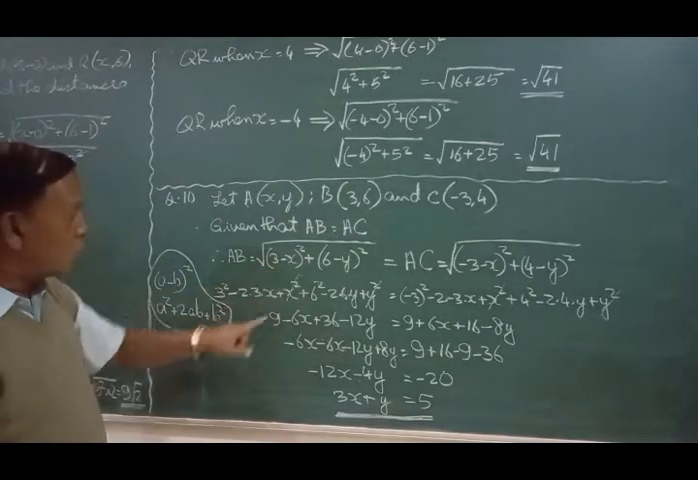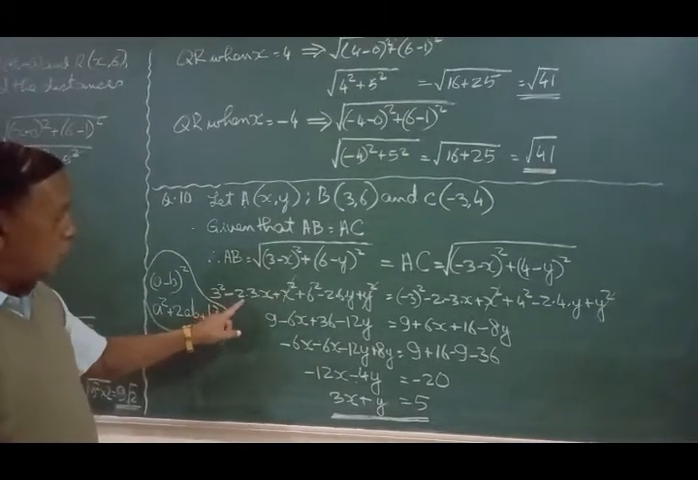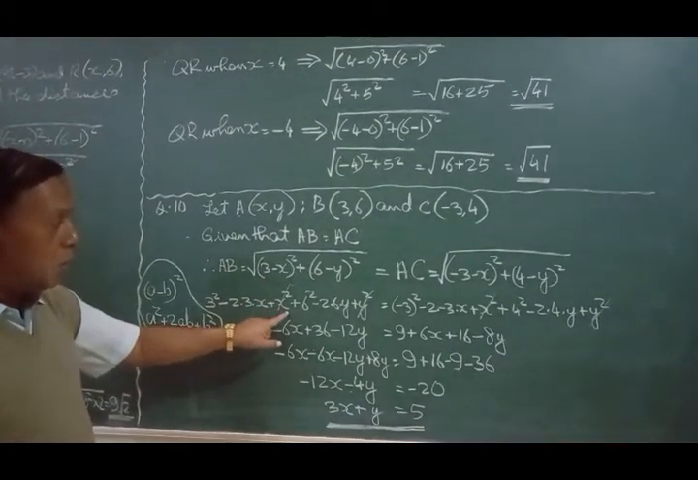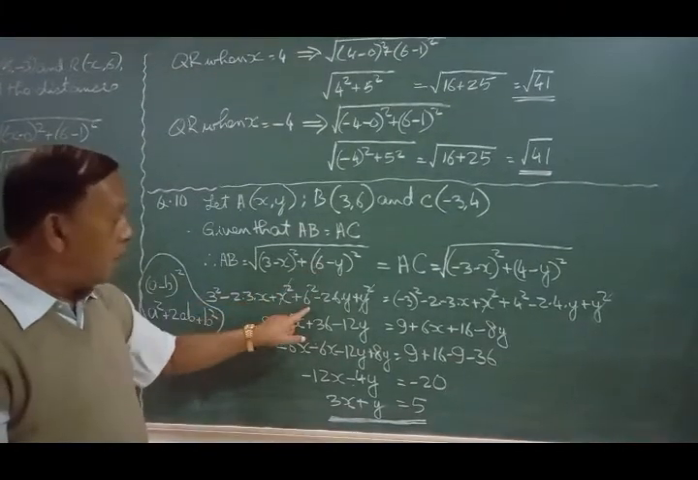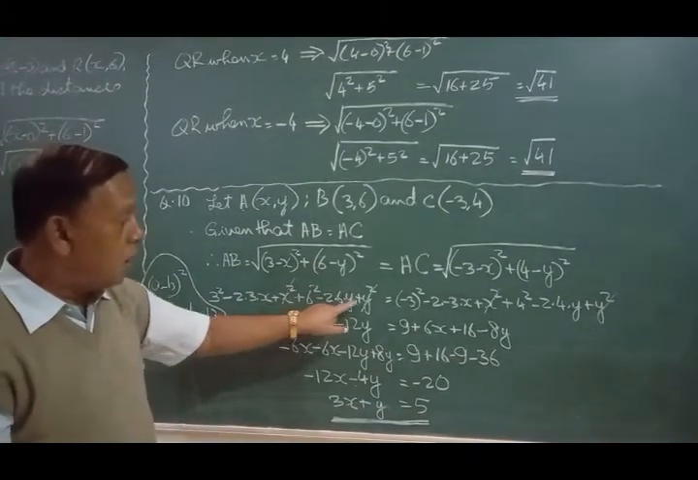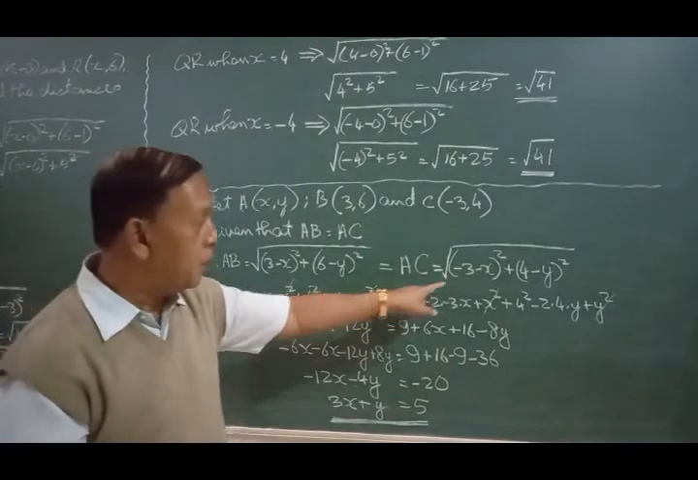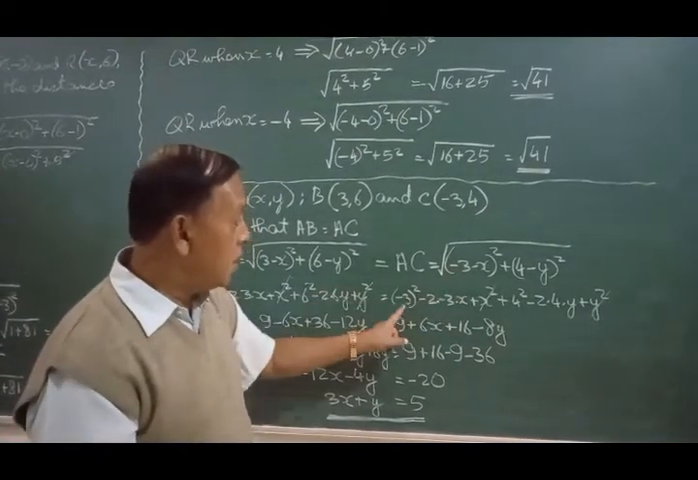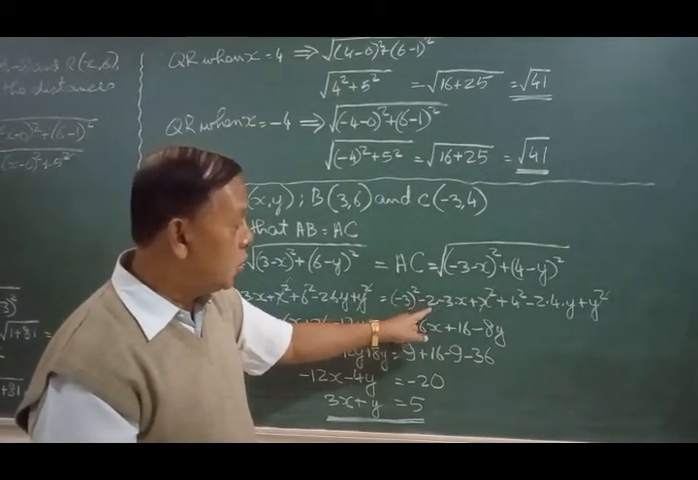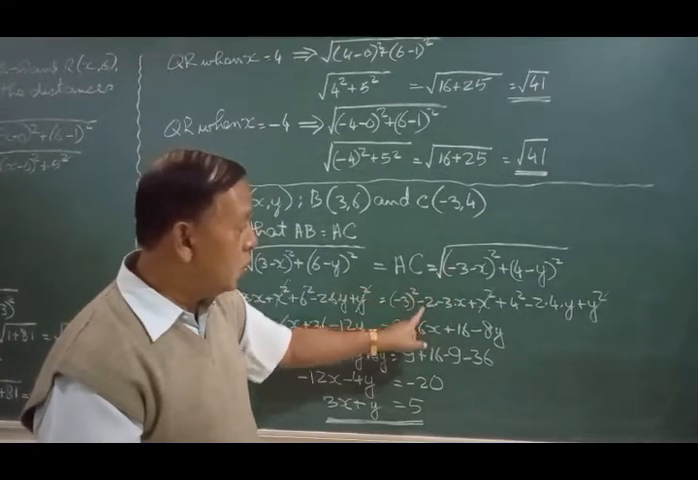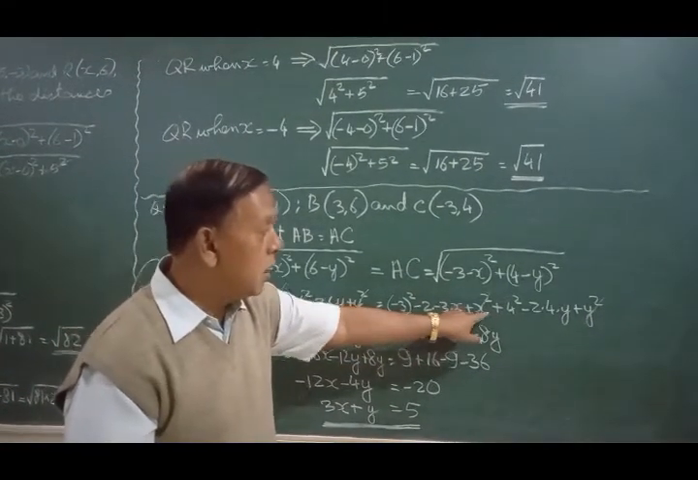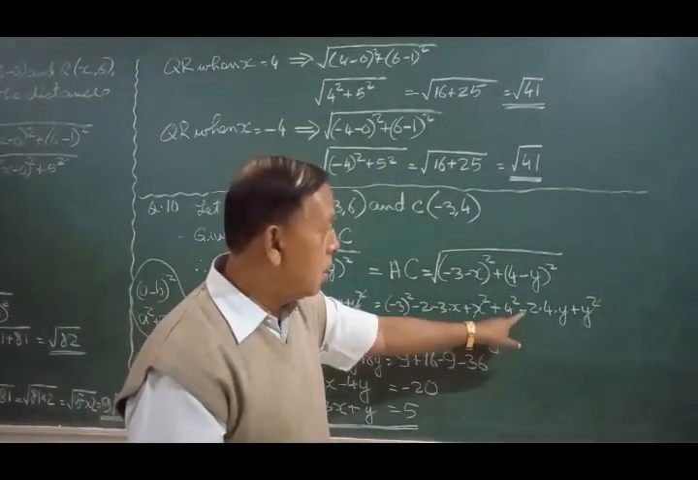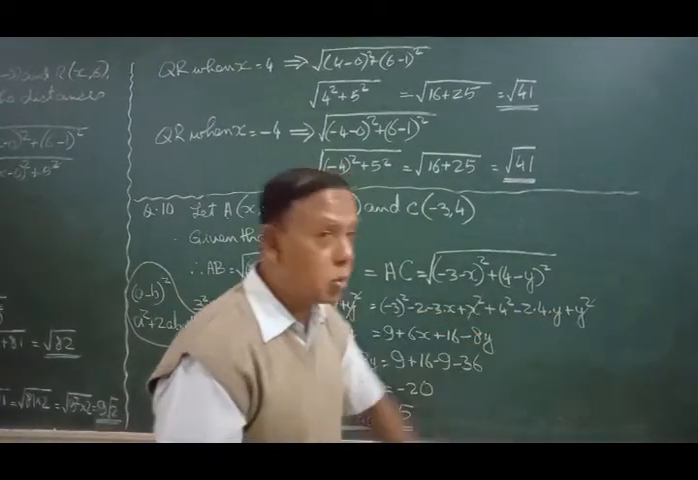3 minus x whole squared: A squared minus 2AB plus B squared. Similarly also here, A squared minus 2AB plus B squared. Here again, it is minus 3, so A squared minus 2AB plus B squared, where A is minus 3. Here again, A squared minus 2AB plus B squared.